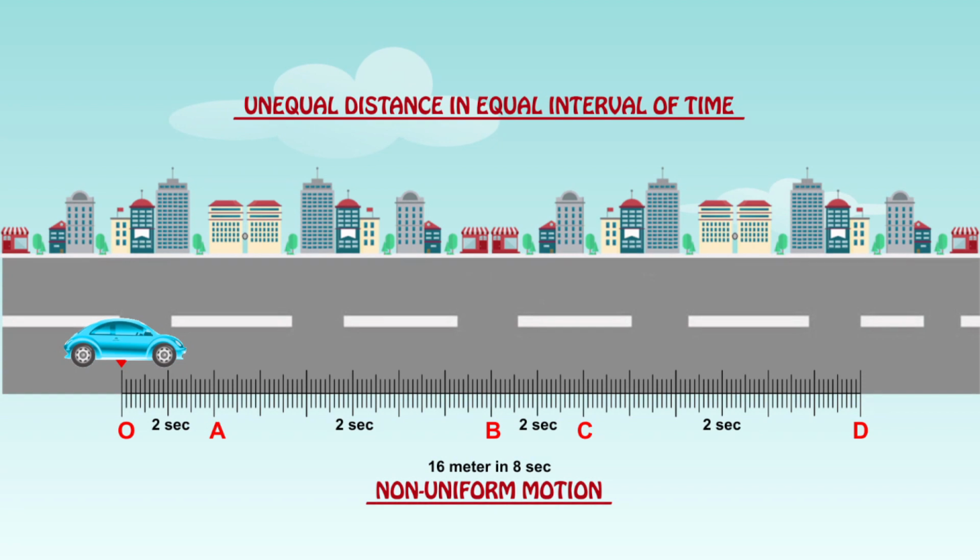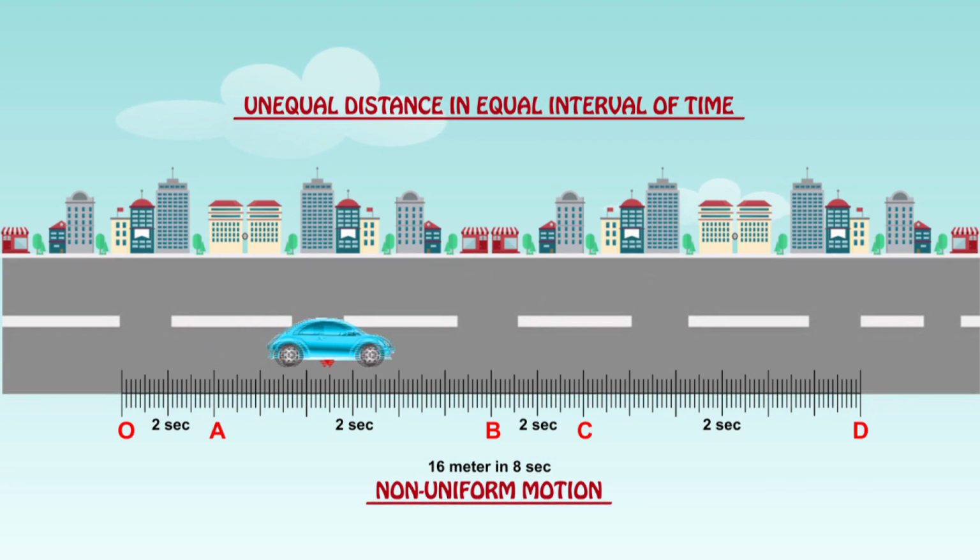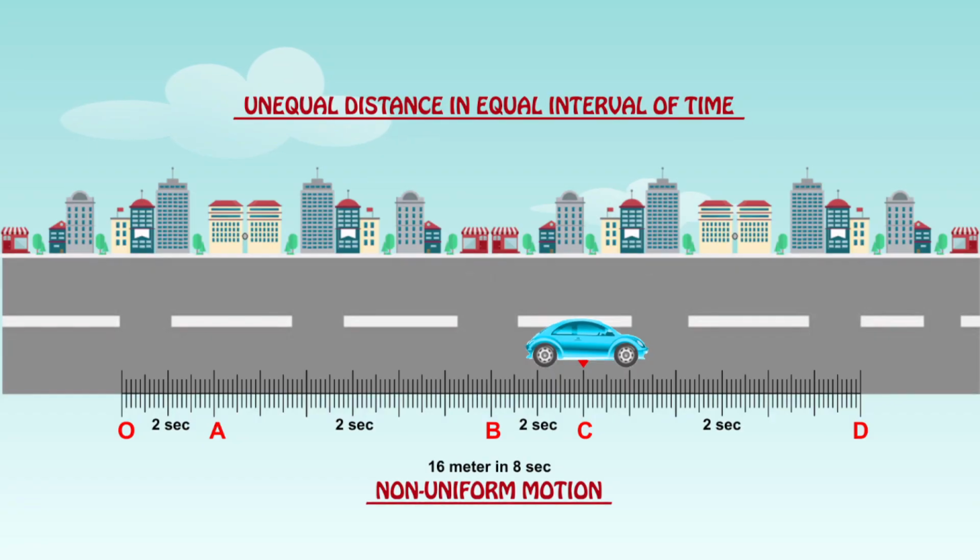Here, the car starts from O. After 2 seconds, it reaches position A, covering a distance of 2 meters from the origin. In the next 2 seconds, it reaches position B, covering a distance of 8 meters from the origin. In the next 2 seconds, it reaches C, covering a distance of 10 meters from the origin. And in the next 2 seconds, it reaches D, covering a distance of 16 meters from the origin.